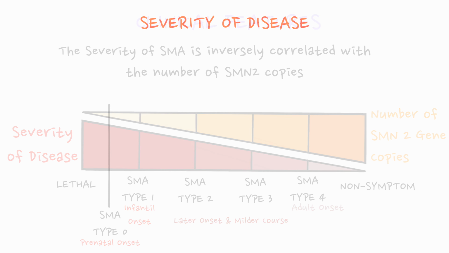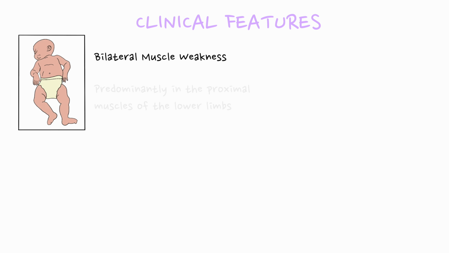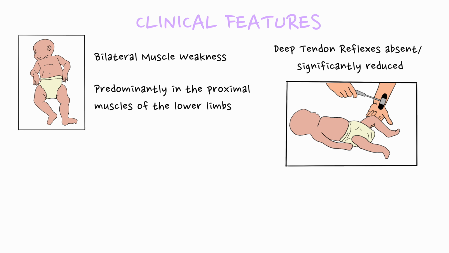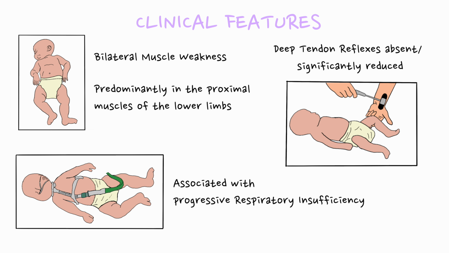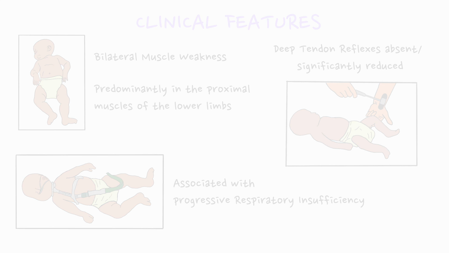In all forms of SMA, patients experience symmetric muscle weakness predominantly in the proximal muscles of the lower limbs. Deep tendon reflexes are either absent or significantly reduced. Additionally, SMA is associated with progressive respiratory insufficiency, particularly in type 0 and 1. Sleep disturbances can occur occasionally in children with SMA, and SMA type 0 may be accompanied by congenital heart defects.